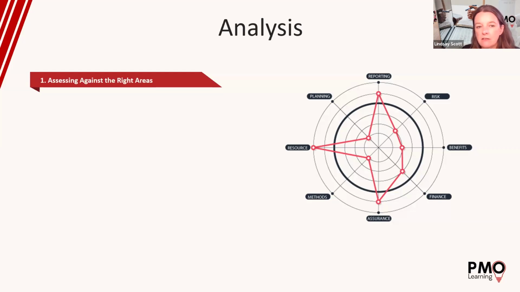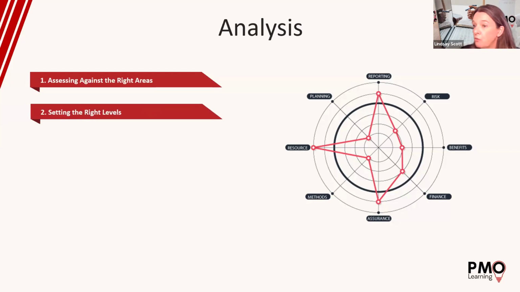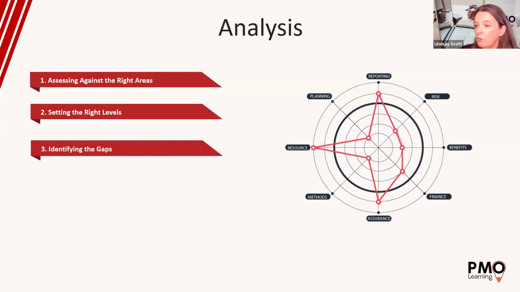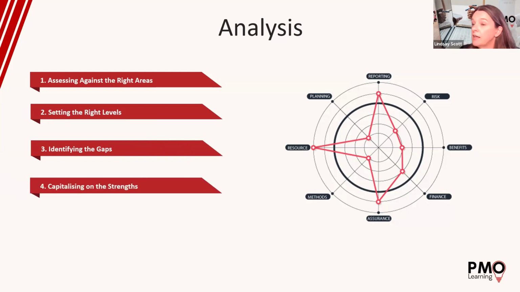So doing the analysis is about being able to assess against the right levels. What is important to the current PMO, to the current team? What kind of levels do we want to get to? What is the level that we need to be attaining? Being able to identify the gaps is half the battle, and then obviously being able to address those gaps, but also how do we capitalize on the strengths? Where do we want to get even better? Because, for example, you might look at this spider diagram and think, yeah, we're already doing really, really well on the reporting side.